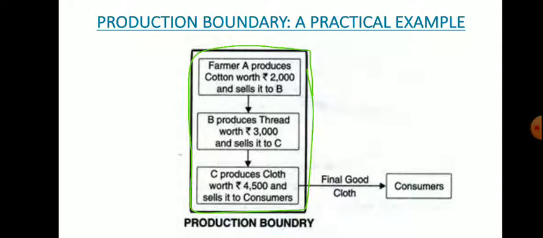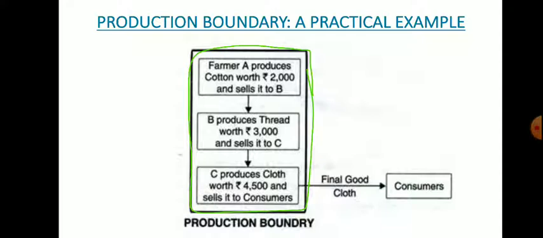So, A produced the cotton. Now, that cotton is used as an intermediate good by producer B. Now B produced cotton thread with the help of that cotton, and then he sells it to producer C, and C used that cotton thread again as an intermediate good and produced the cloth.